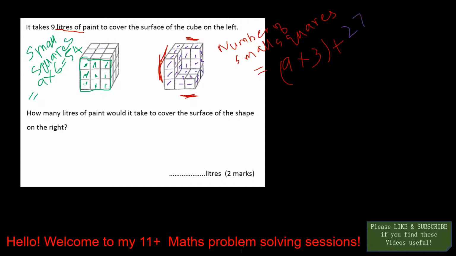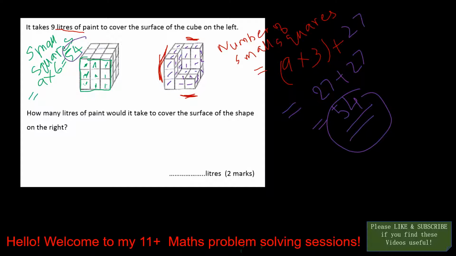So plus 27. So what do we get? We get 27 plus 27, that is 54. This is equal to this. So it would take 9 liters. So the same number of squares in both the figures. So therefore, it is going to take us 9 liters of paint to cover the surface of the shape on the right. I hope this answers the question.